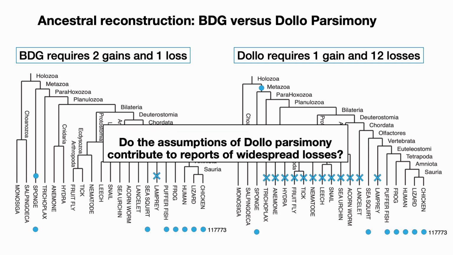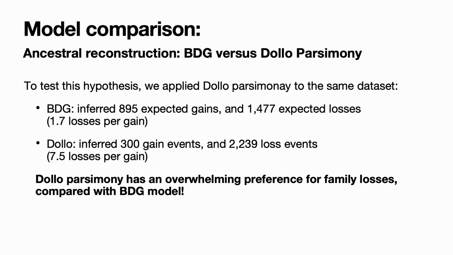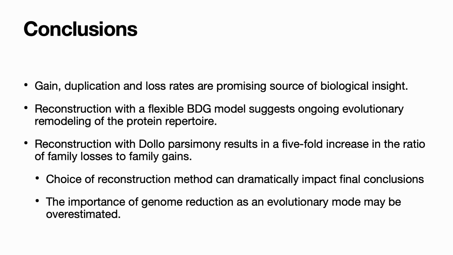Naturally, we wonder if the assumptions of Dollo parsimony contribute to reports of widespread losses. So we applied Dollo to the same dataset for testing. On average, the birth-death model inferred 1.7 losses per gain, while Dollo parsimony inferred 7.5 losses per gain, which is almost 5 times larger than that of the birth-death model. So our results show that Dollo clearly has an overwhelming preference for family losses compared with the birth-death model.